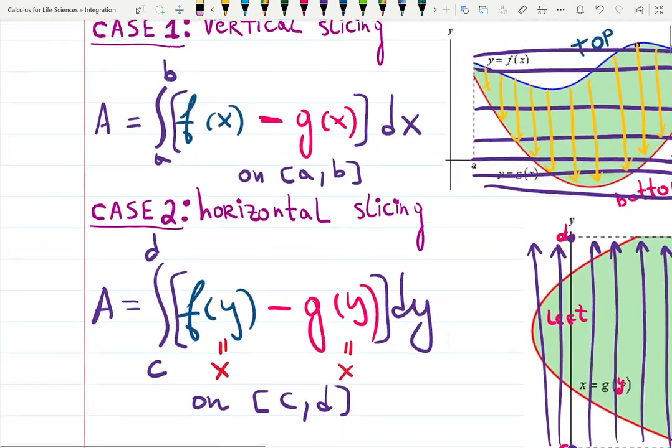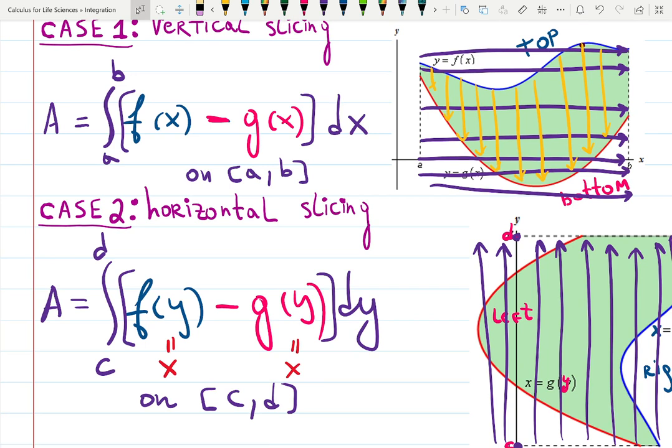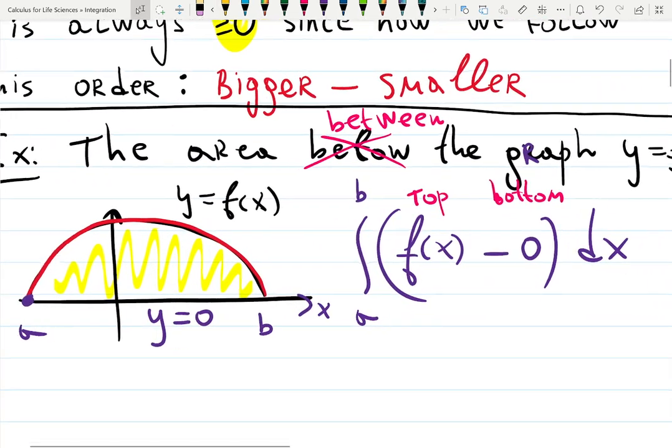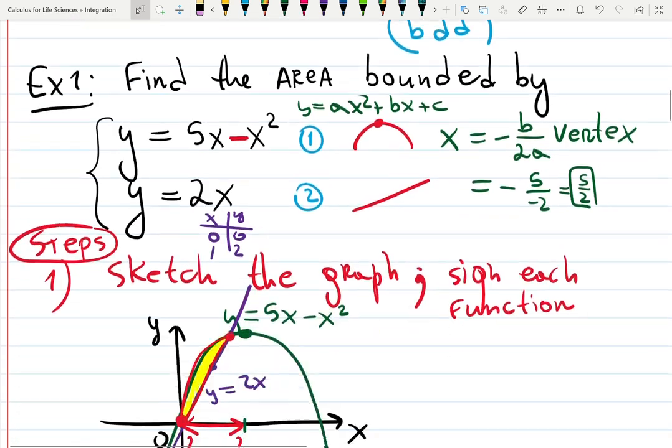I taught you the formulas, which is top minus bottom, and then right minus left. It's always bigger minus smaller one. Whatever is on the top is larger than the smaller one on the bottom, and the one on the right is bigger than the one on the left. We did one example. Remember, the answer should be positive. It's the area. We did two examples, actually.